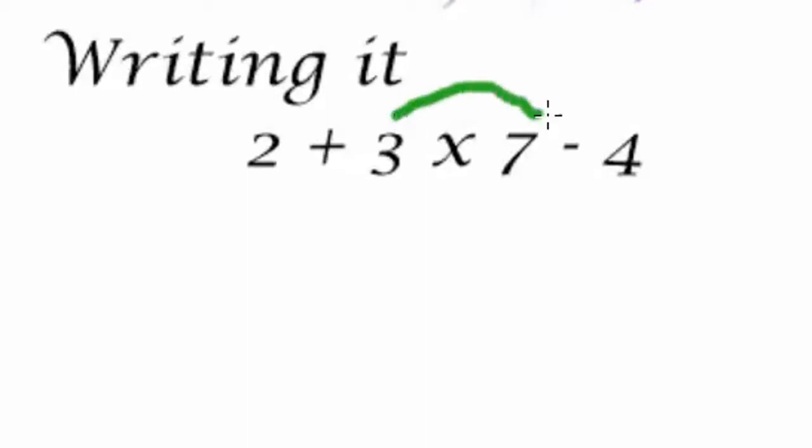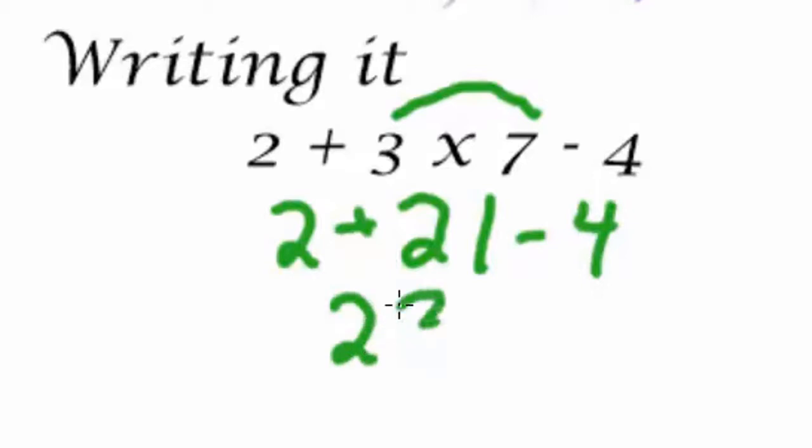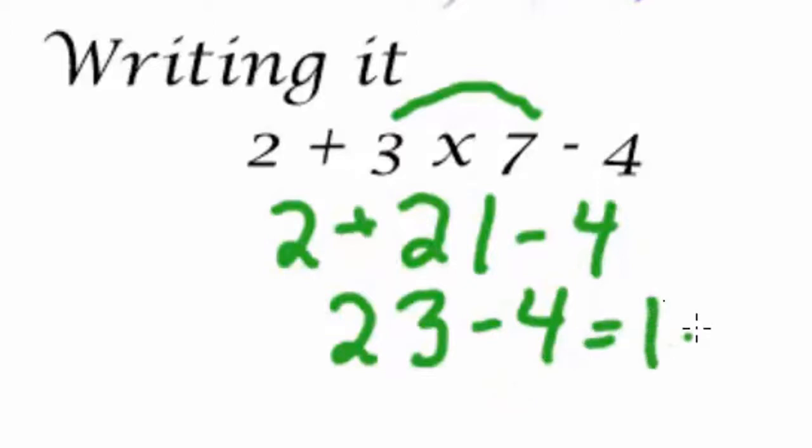If we're following the order of operations, I start actually in the middle of the problem because that's where I find multiplication, and multiplication comes before addition and subtraction. 3 times 7 will give me 21, and I still write the plus 2 on the left and the minus 4 on the right. Since addition and subtraction are the same, they can be done in any order, but I'll generally start on the left, so 2 plus 21 will give me 23, and then minus 4 will give me 19. This correct order of operations gave me the only possible solution for that problem.